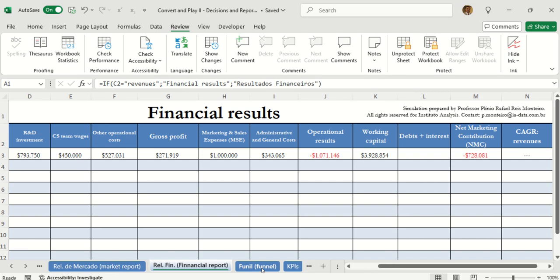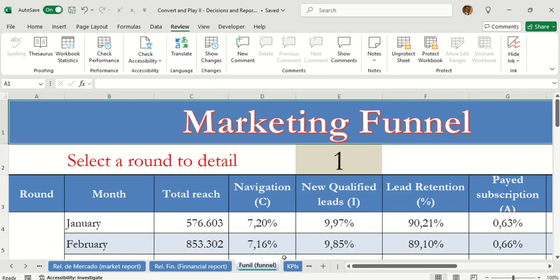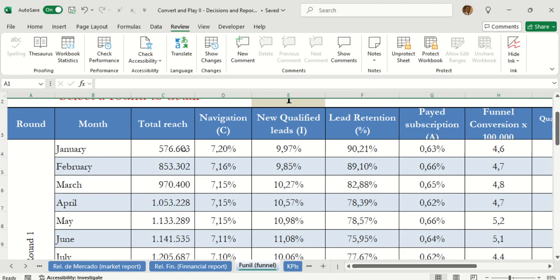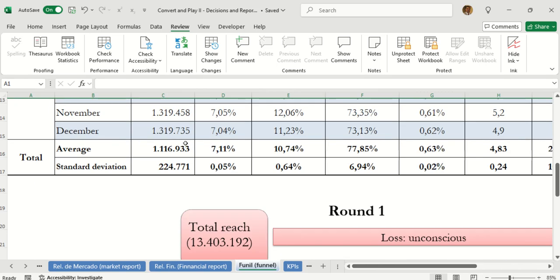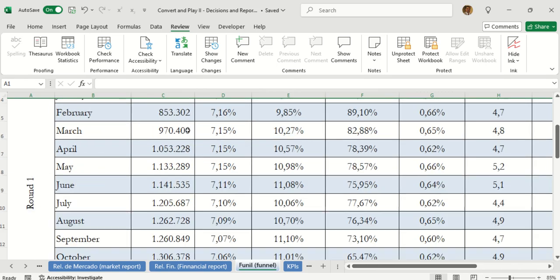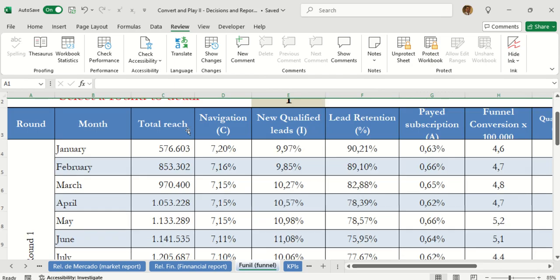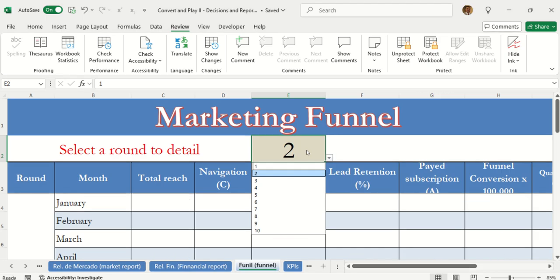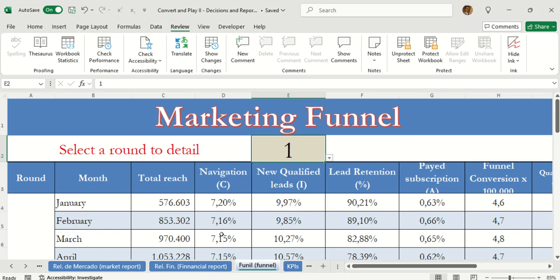Okay, what else is important to analyze? In the funnel tab, you can check the performance of your marketing funnel over the first year. So this is a good number to check what numbers you can put for forecasting for the next semester, for next year. Here you can see the evolution of the reach over the past year. You'll be able in the next rounds to select here to see other periods. But so far we just have round one.